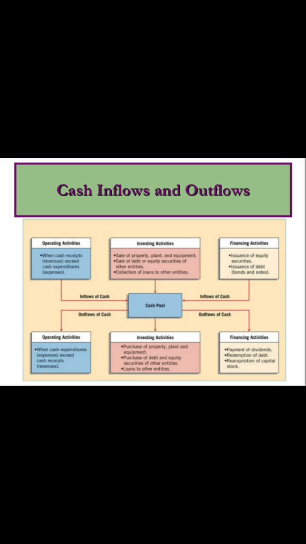When a firm sells its property, plant, or any kind of equipment, or sells any debt or equity security, or there is collection of loans to other entity, it results in the cash inflow. While if a firm purchases the property, plant, and equipment, or purchases the debt and equity securities of other entity, and gives loan to other entities, this results in the cash outflow.